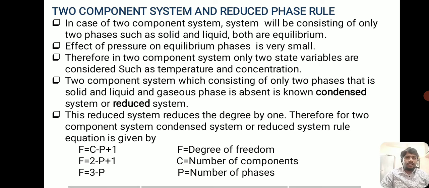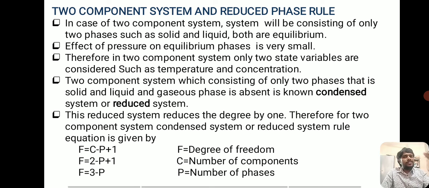This reduced system reduces the degree by 1. Therefore, for a two component condensed or reduced system, the rule is given by F is equal to C minus P plus 1, because the degree is reduced by 1 here. That's why it is C minus P plus 1. In the previous one component system, it was F is equal to C minus P plus 2. Here it is C minus P plus 1.